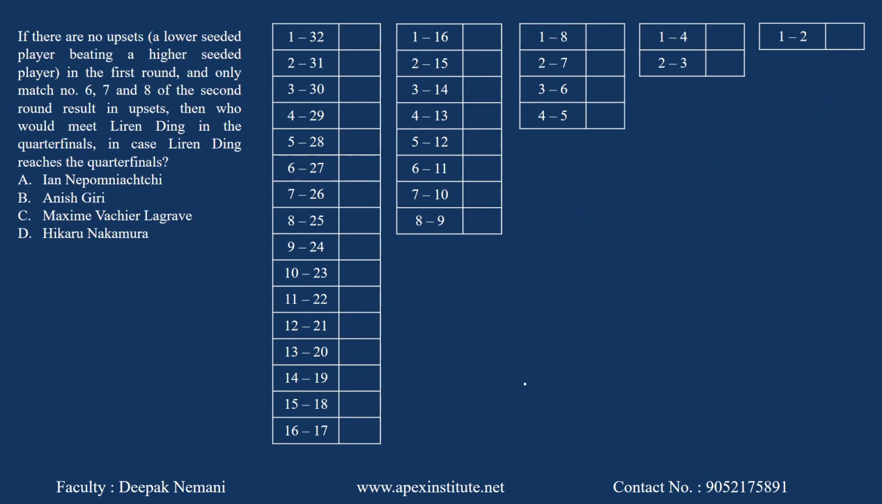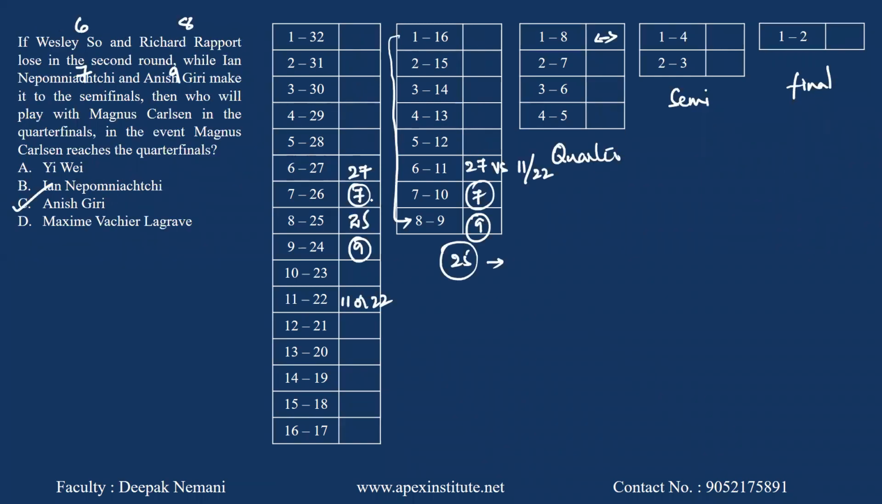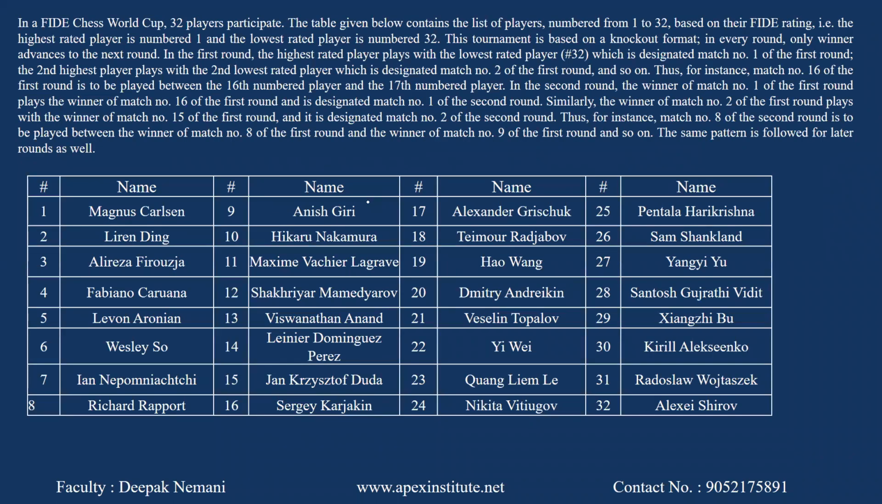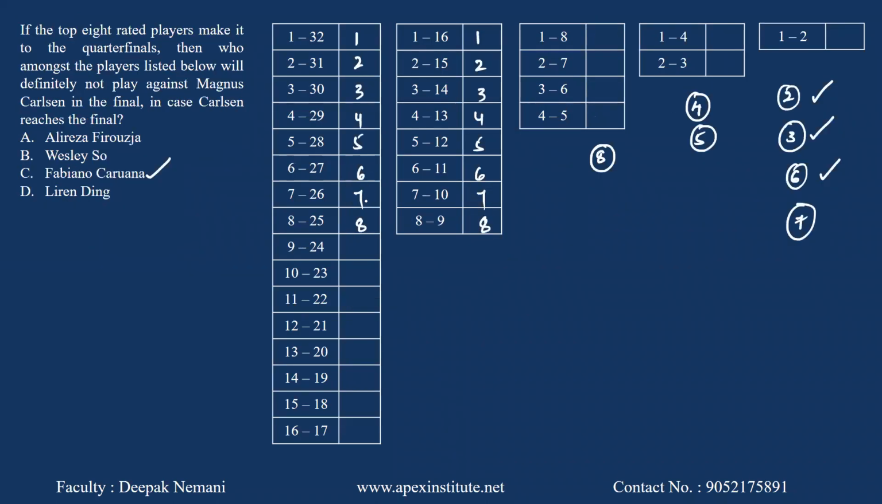Now, if there are no upsets, a lower seeded player beating a higher seeded player in first round, and only match number 6, 7, and 8 of the second round results in upset, then who would meet Liren Ding in the quarterfinals in case Liren Ding reaches the quarterfinals? Now, what is the rank of Liren Ding? 2.